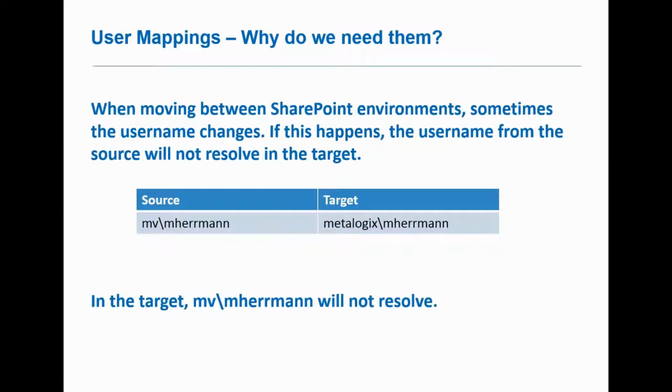Okay, so first up is why do we need user mappings? What is the point? What do they do? A user mapping allows us to go from one environment to the other and show the program how to resolve users in the target. So basically, in your source, you're going to have one username, and in the target, it may be something completely different. This is a common scenario that occurs when you're going between environments. And if you don't have user mapping, many times it will not resolve. So let's go to the next slide.